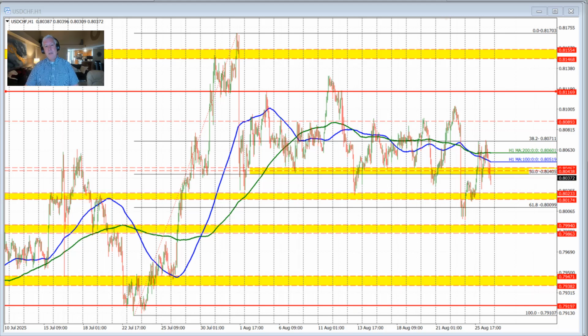In this type of environment, what you have to do is try to be patient and look for levels and clues from the technicals that will help you determine how you can make a few pips in the market. All right, it's nothing more, nothing less, because the market is moving up and down and up and down. There's not a lot of meat on the bone, if you will.